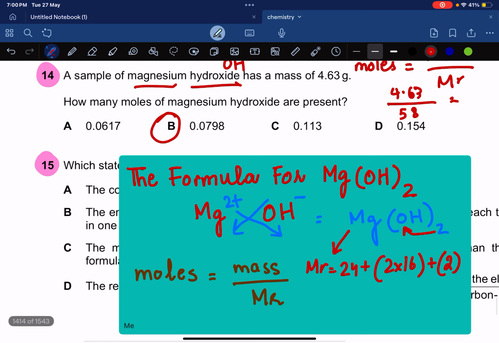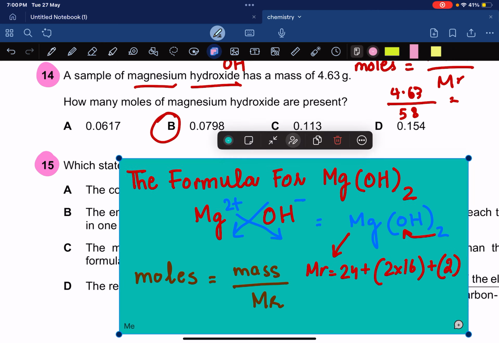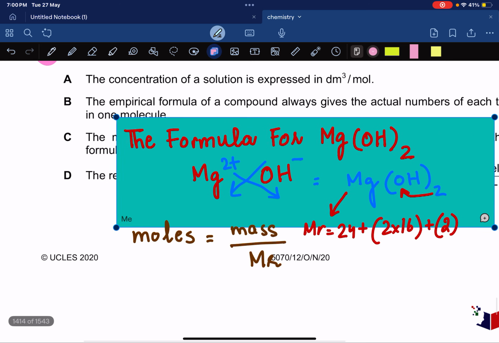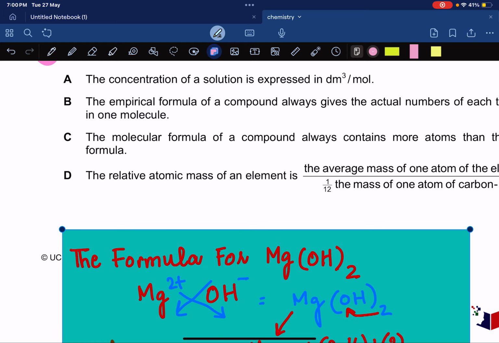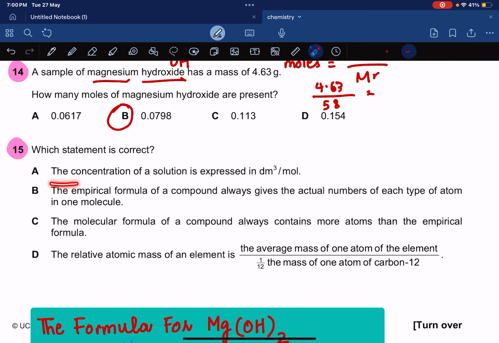So the key concept in this question was this thing that you had to learn to make the formula. Now moving on to the next difficult question. Let's see, which statement about concentration is correct. The concentration of a solution is expressed in dm cube per mole. That's incorrect. We express it in mole per dm cube.